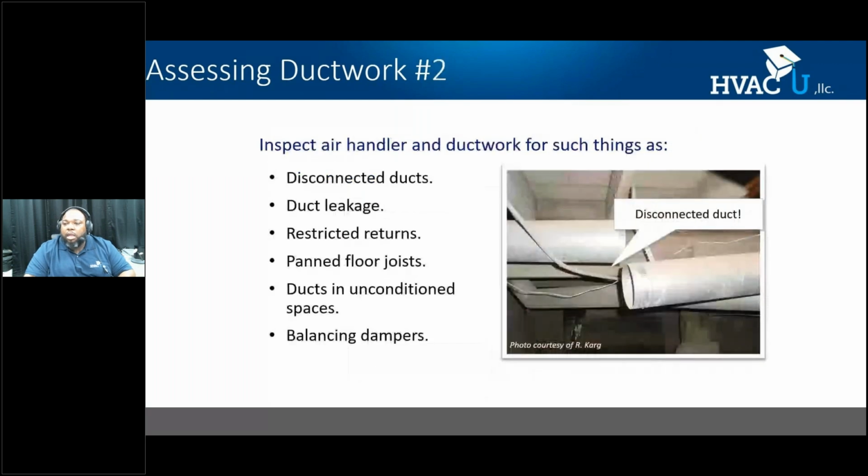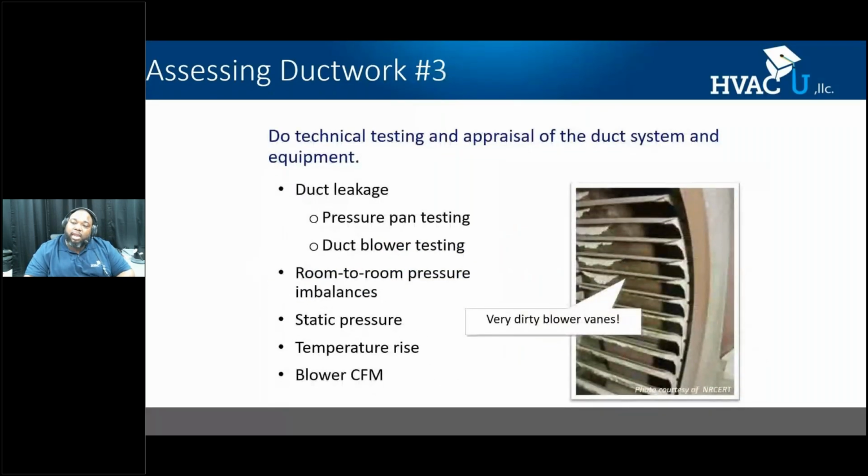All right. Look for things like disconnected ducts. Look for duct leakage, restricted returns and supplies, pan floor joists, ducts in unconditioned space that are not insulated, and improperly set balancing dampers. And also inspect the equipment. The static pressure starts from the fan. All right, you want to look at the blower wheel on the equipment. Is it dirty?